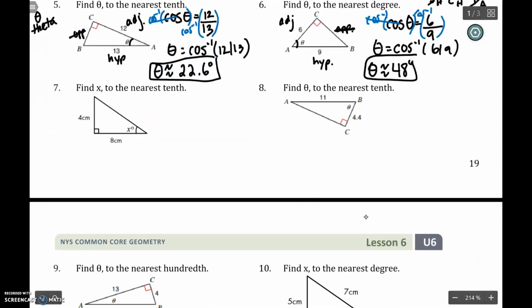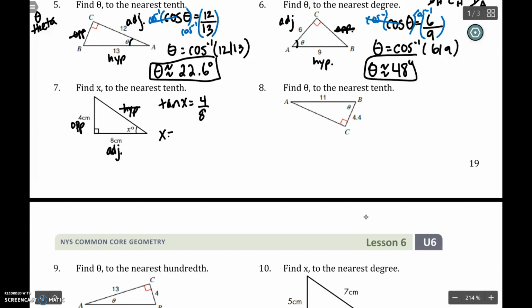Okay, for number 7, we're looking for angle X. Across from it is the 4, that's your opposite. The hypotenuse is blank, so we won't use it. Adjacent is next to both, so that's your tangent, TOA. So tangent for angle X is equal to 4/8.